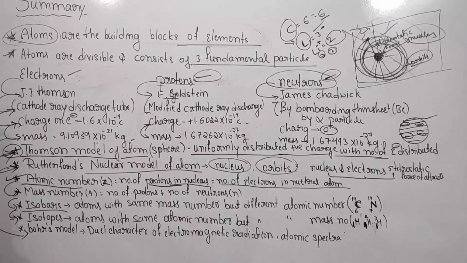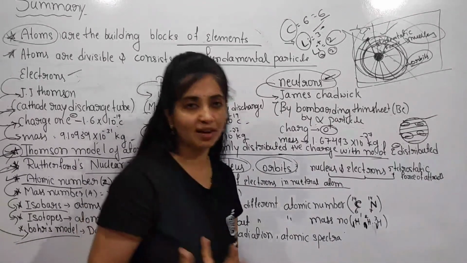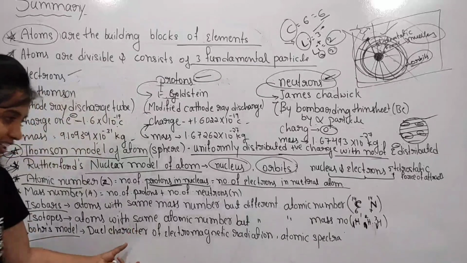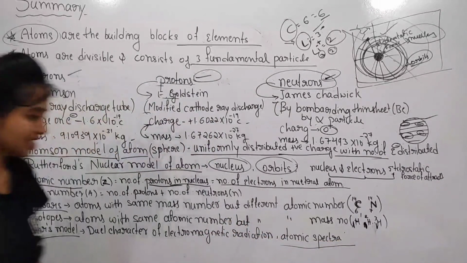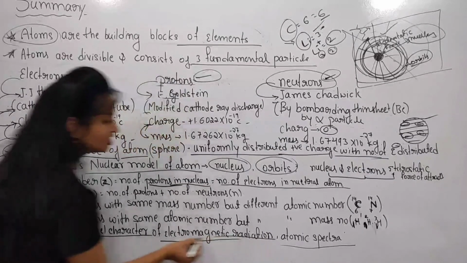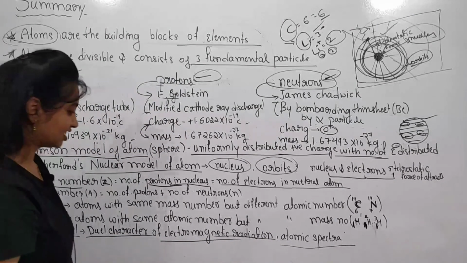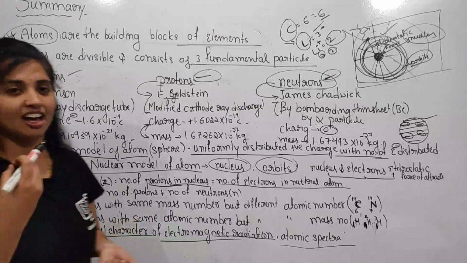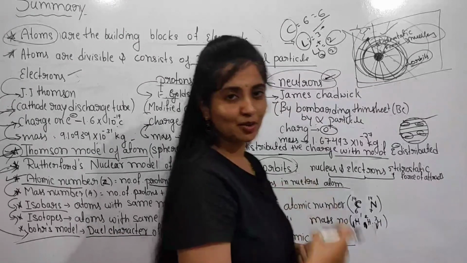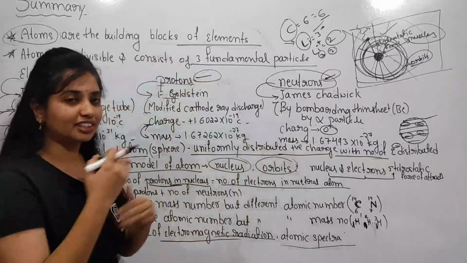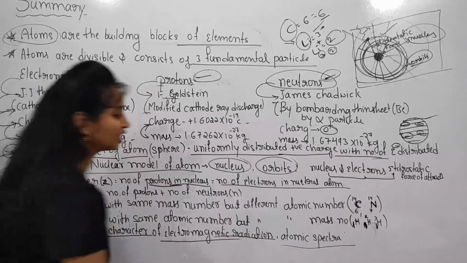And next comes the Bohr's model of an atom. This Bohr's model was developed with the help of two points: the dual character of electromagnetic radiation and the atomic spectra. What do you mean by the dual character of electromagnetic radiation? Dual means double, meaning electromagnetic radiation behaves like a wave and also behaves like a particle.